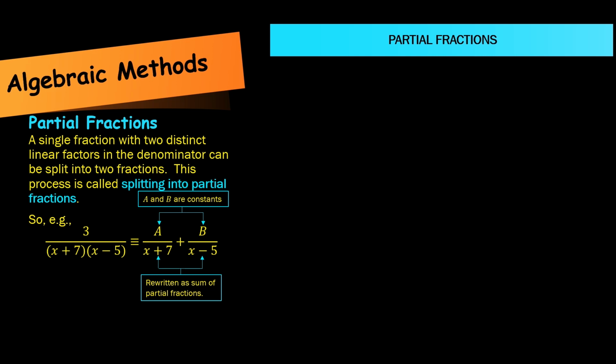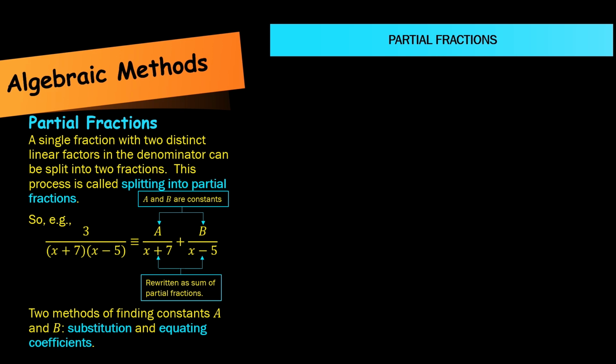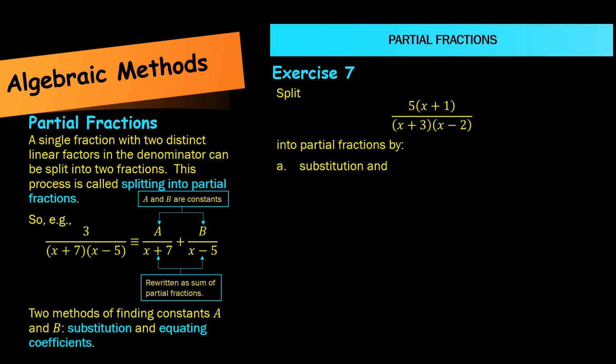There are two methods of finding constants a and b, either substitution or equating coefficients. Let's now take a look at an example. Pause the video and have a go. Press play when you're ready to view the solutions. So let's solve part A first. We are required to split the expression shown on your screen into partial fractions by substitution.